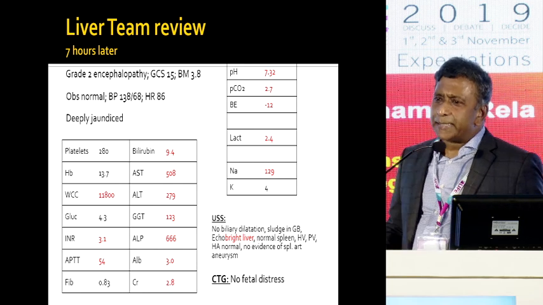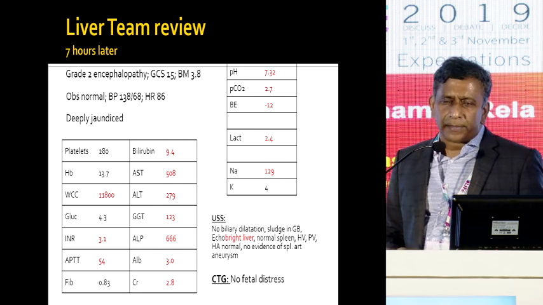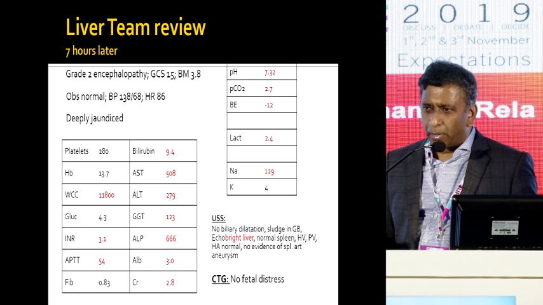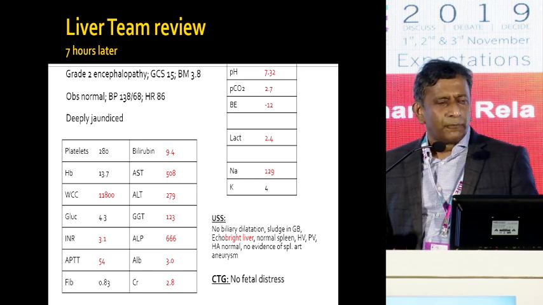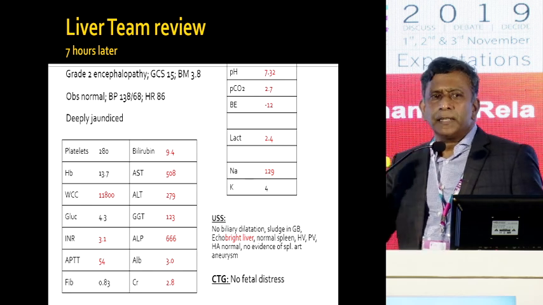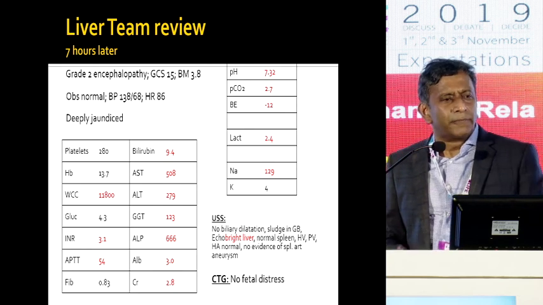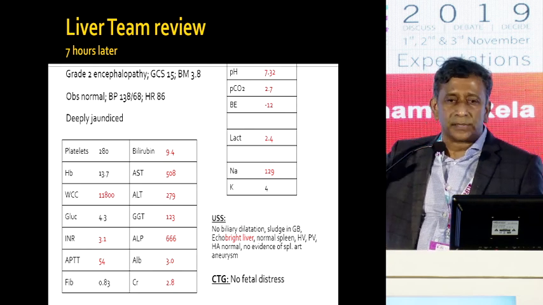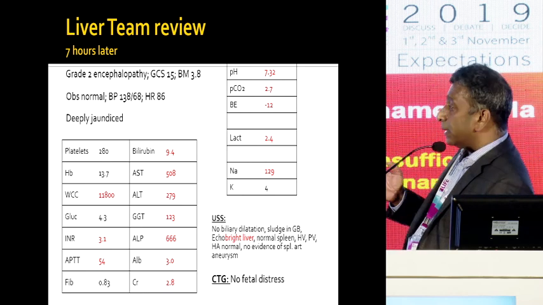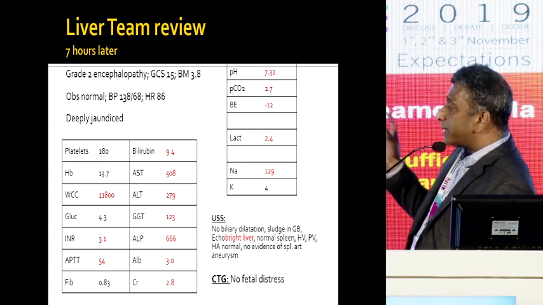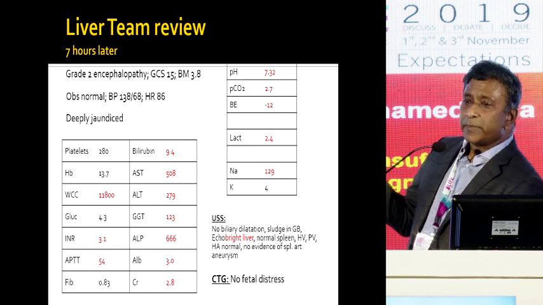When you look at the enzymes in acute viral hepatitis, it's in the thousands, it's not in the hundreds. And for a patient to become encephalopathic with viral hepatitis, the enzymes have to be continuously over thousands, 10,000 sometimes. So looking at this, you can tell it's unlikely to be viral hepatitis.